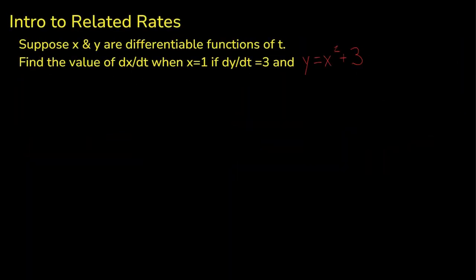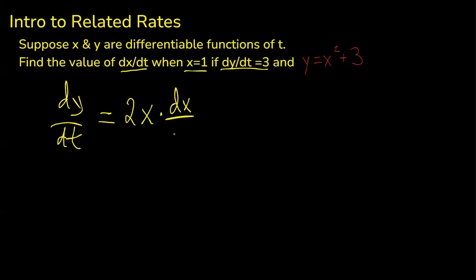In this kind of problem, it tells us that x and y are differentiable functions of t, so we know we are going to have to differentiate with respect to t and use implicit differentiation. So if we want to find the value of dx dt when x is 1, if dy dt is 3, and the equation is y equals x squared plus 3, first thing we would do is differentiate everything with respect to t. So the derivative of y with respect to t is just dy dt. The derivative of x squared would be 2x times dx dt. And the derivative of the constant 3 would be 0.